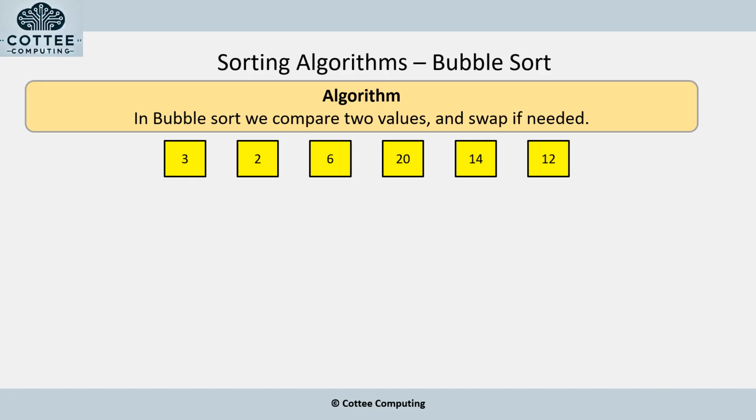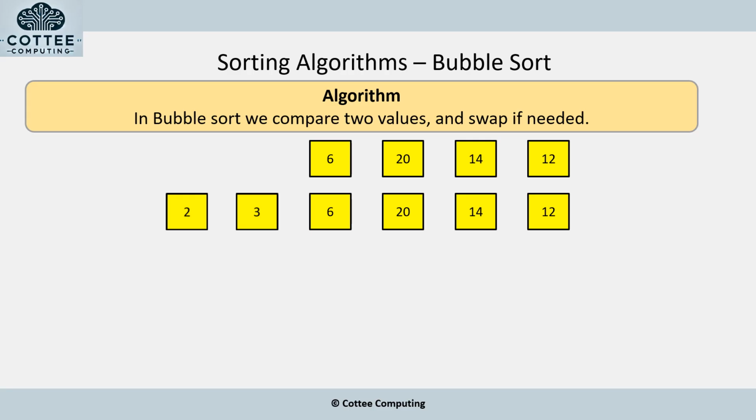So what we do is this scenario here. So we compare 3 and 2. And 3 and 2 would then become swapped. So we get them 2 and 3. And we write down all of the other values that we've got. So we've written down 6, 20, 14, and 12. Okay, so that's by swap that we're doing it. Well, we look at 6 and 20.